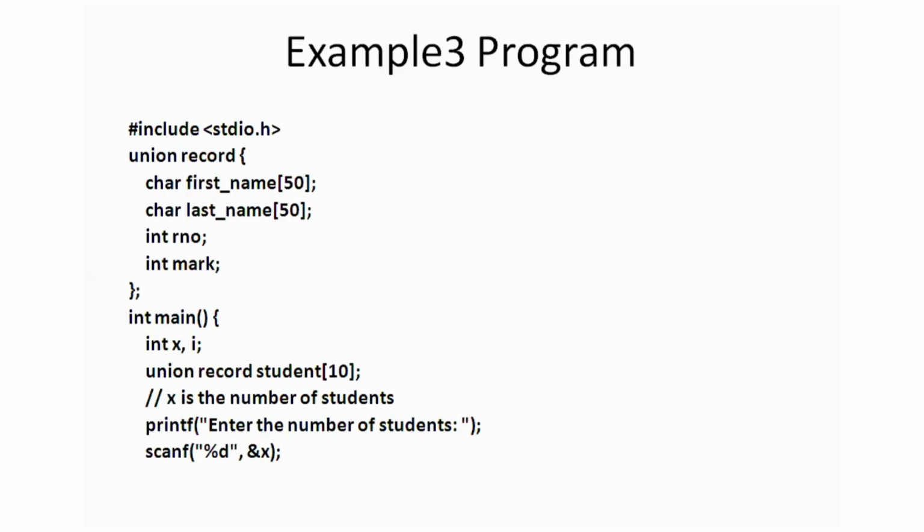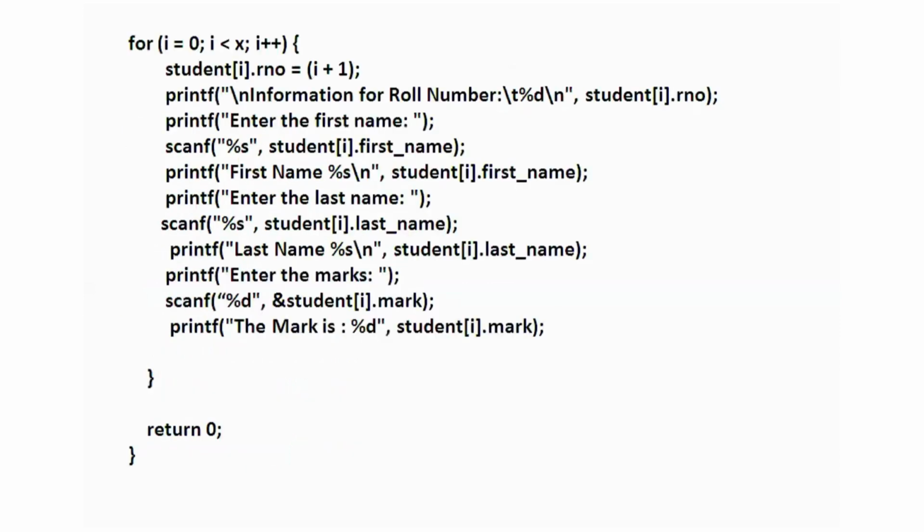Here I'm asking to enter the number of students. The number of students should be less than 10, because the maximum size I have given is 10, so you have to give values less than 10. We are receiving the input from the keyboard. Next is student of i dot roll number, which is printed. We should not print 0, so i plus 1 is printed. Once the roll number is received, it is printed here. Next, printf enter the first name, which is received from the keyboard using scanf with percent s, student of i dot first name.